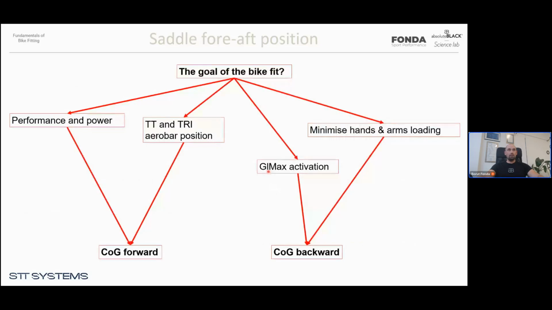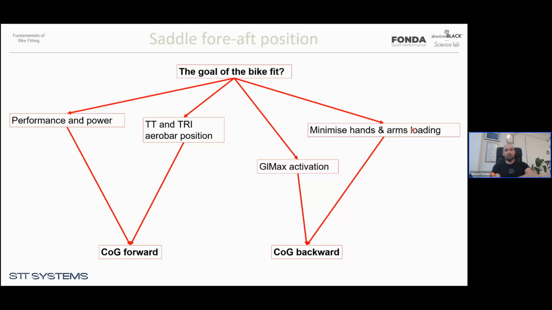So the goal of the bike fit, when we speak about the saddle fore and aft position: if our aim is performance, power, TT or tri aerobar positions, and in some cases unloading the knees, put the center of gravity forward. If you want to minimize the hands and arms loading because you have numbness or maybe some pathologies coming from the office working too much with the computer mouse, and you have a carpal syndrome or a thoracic outlet syndrome, in those cases you want to put the center of gravity back.